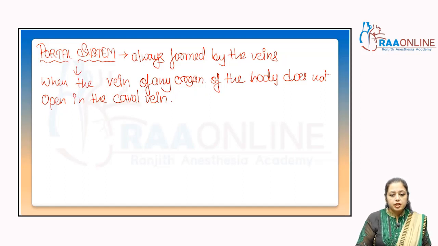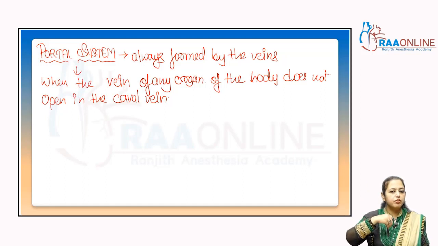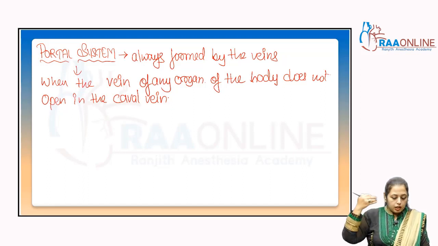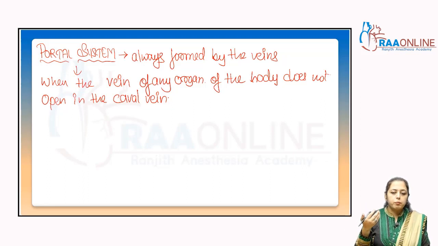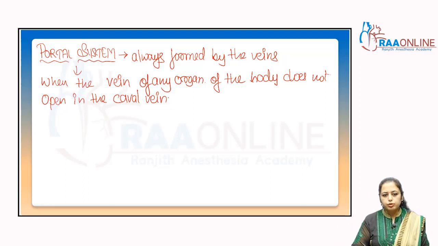So when it opens into the caval vein, that is the superior vena cava, which carries the deoxygenated blood from the head and neck region and pours into the right atrium, right? And the inferior vena cava collects the deoxygenated blood from the lower part and all over the body and pours into the right atrium, right?